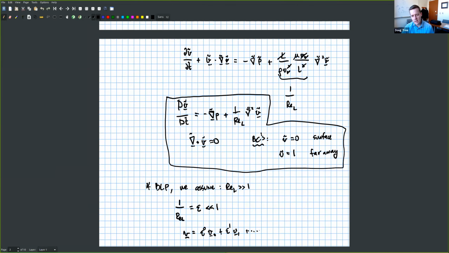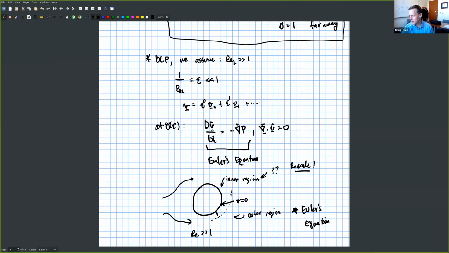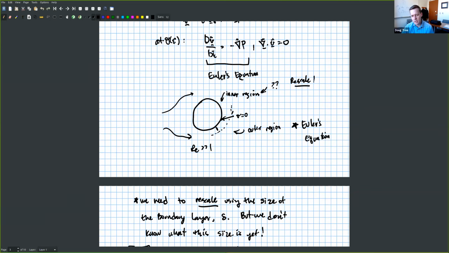And we saw that we got a 1 over the Reynolds number in front of the viscous term. That meant that at order 0, this is a small number at high Reynolds number, and that term drops out and we get Euler's equation, which was a singular perturbation problem. So we were going to have two regions, an inner region and an outer region. In the outer region, we were going to solve an inviscid or irrotational flow problem, governed by Laplace equation.